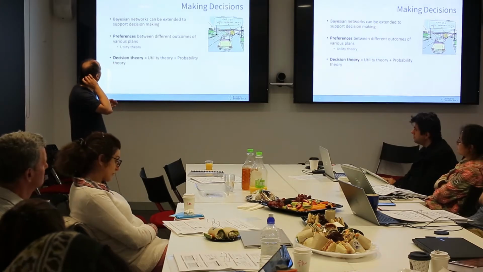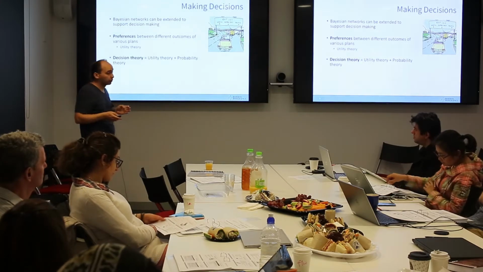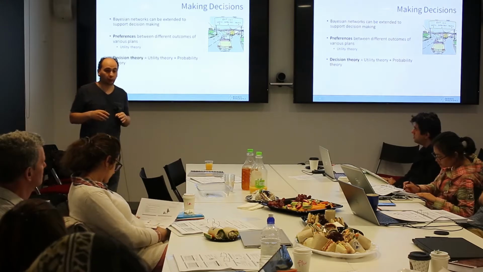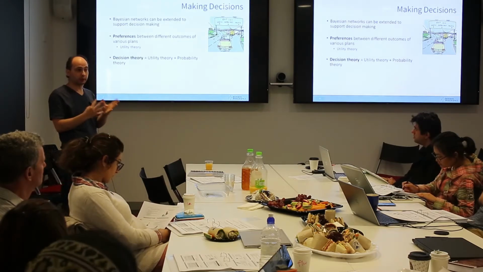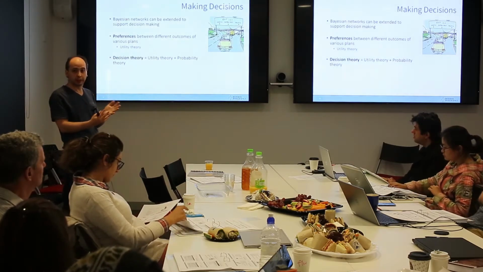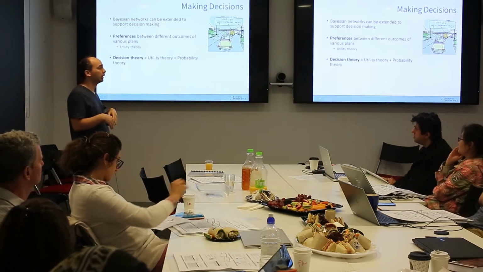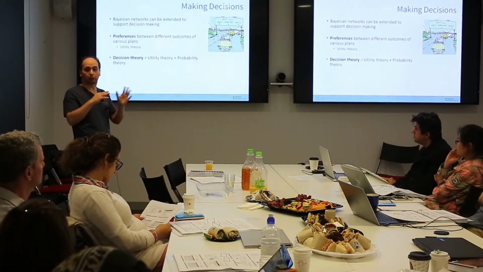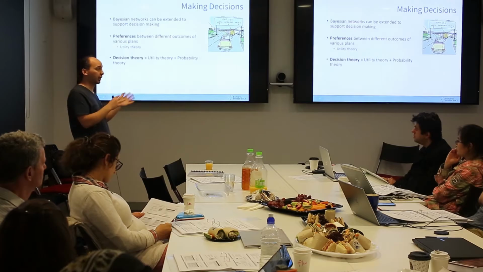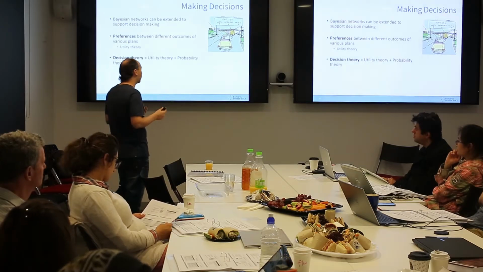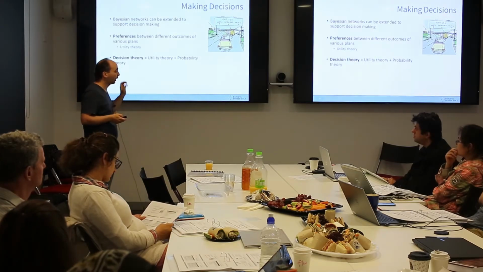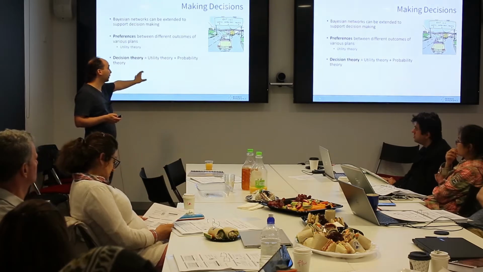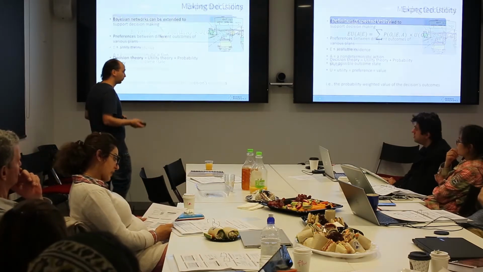So for the preferences between different outcomes, we can come to an idea of what the value should be using something called utility theory. We can use that to essentially rank people's preferences and in some cases compare between different people. And the combination of utility theory and probability theory is decision theory.